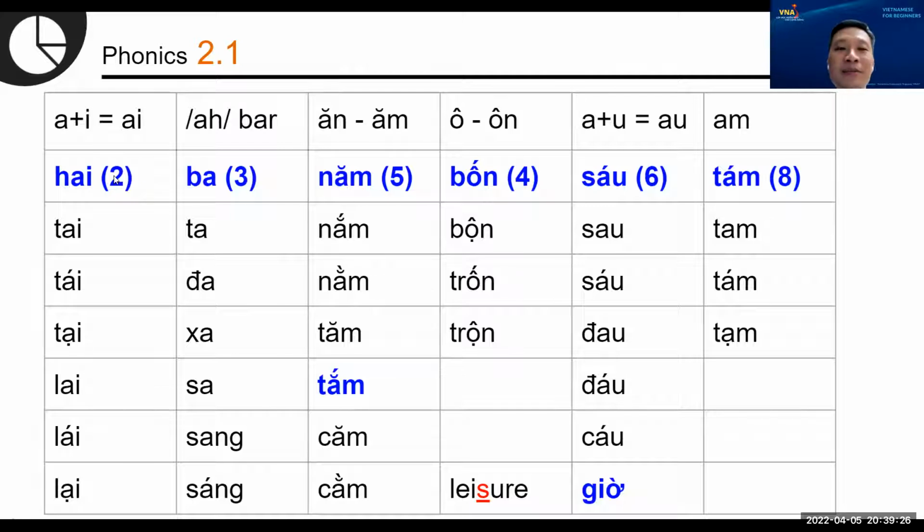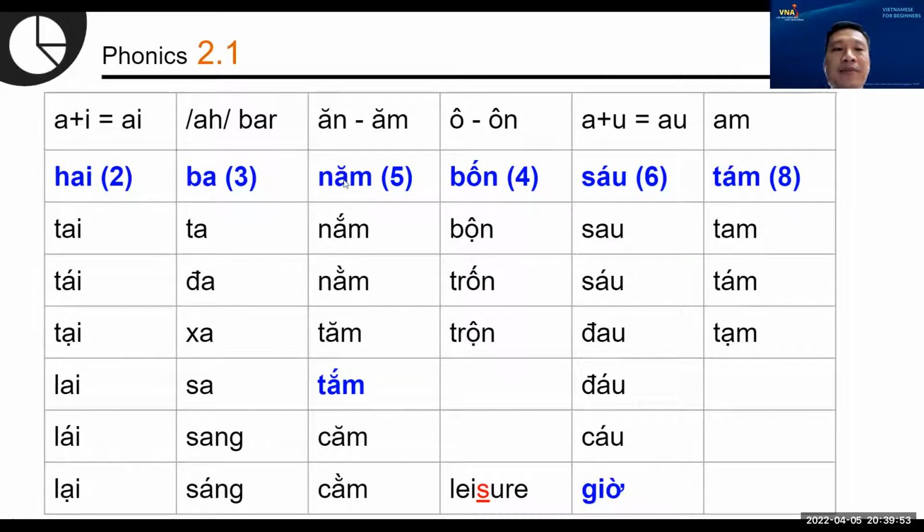Okay, now I will start teaching. We finished with revision already. So these are the numbers. The way I teach the numbers would be a bit different. I'm not teaching you counting from 1 to 10. I'm teaching you based on the easy sounds first. So let's follow me. Hai. Ba. Năm.